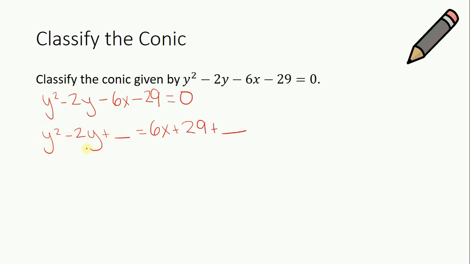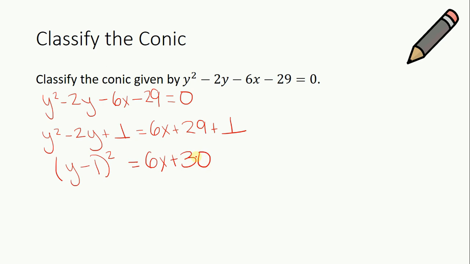So let's find our blank. That will be negative 2 divided by 2, and then squared, which will be 1. So I will get this, and if I factor that, it'd be y minus 1 squared. So I get y minus 1 times y minus 1. That's equal to 6x plus 30.